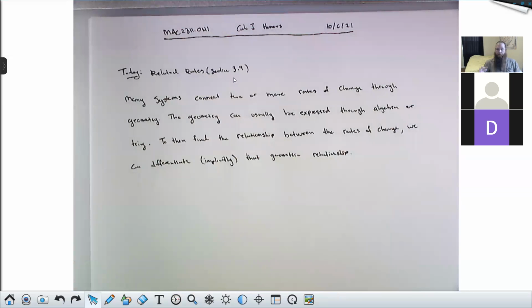So you can go from an algebra relationship relating a radius to a volume and differentiate on both sides of that equation to get some rate of change for the radius and some rate of change for the volume connected through another equation. Related rates is all about that.